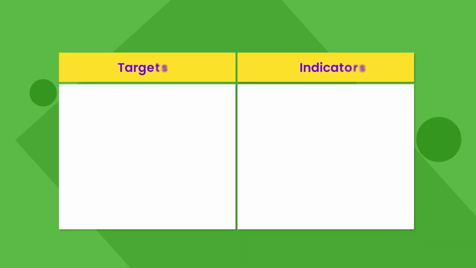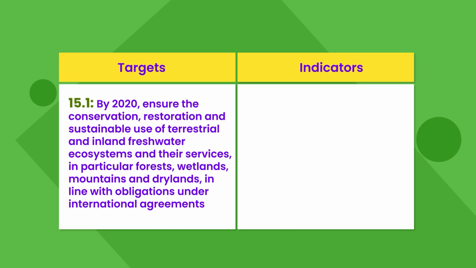If you try to understand those targets and indicators, the first target, 15.1, is ensuring the conservation, restoration and sustainable use of terrestrial and inland freshwater ecosystems and their services, particularly the services provided by ecosystems of forests, wetlands, mountains and drylands. To look into progress on this target, certain indicators are identified.